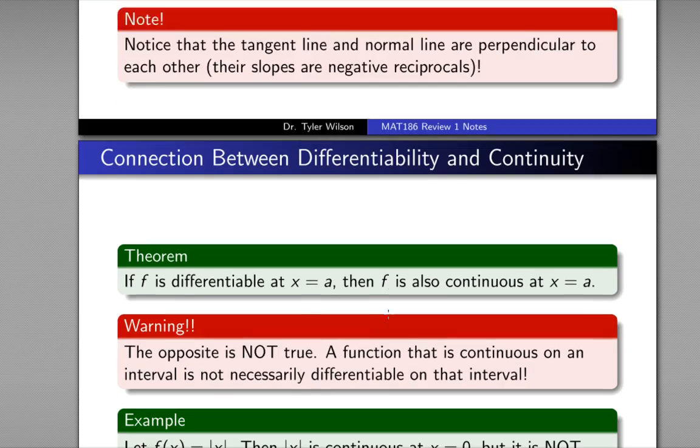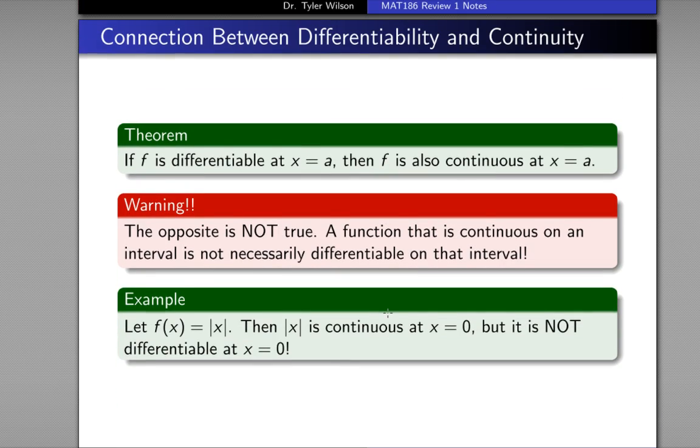Just a quick connection between differentiability and continuity. If you know that f is differentiable at a point x equals a, then definitely we can say that f is also continuous at x equals a. So being differentiable is actually stronger than being continuous. So if you know that a function is differentiable at a, then it's also continuous at a. However, the reverse is not true.